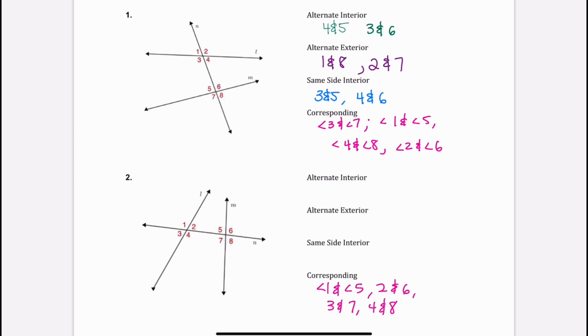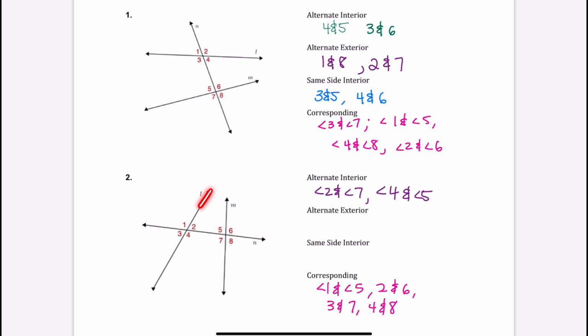Okay, let's talk about alternate interior. Here are our two lines. The interior is going to be in here. So we're looking at alternating sides on the interior. And if we're alternating sides of the transversal, that would be 2 and 7 and 4 and 5.